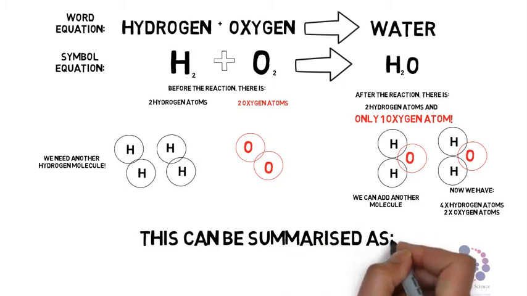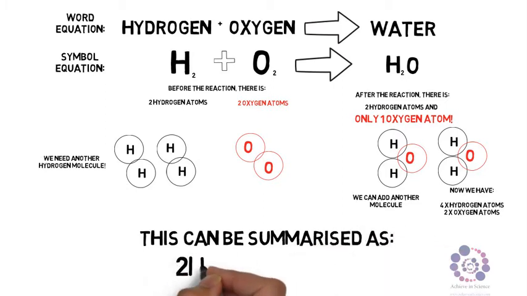And we can summarise this as a balanced symbol equation. We have 2 molecules of H2, a single molecule of O2, so we don't need the number 1 in front of it, and we produce 2 molecules of H2O.